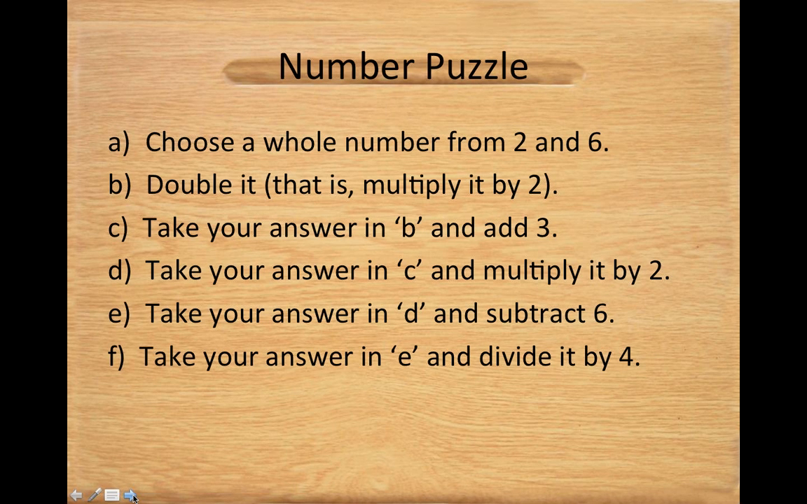Take your answer in B and add 3 to it. Take your answer in C and multiply it by 2. Then take your answer in D and subtract 6. Now take your answer and divide it by 4. And what did you get? You should have gotten basically the number you started with.